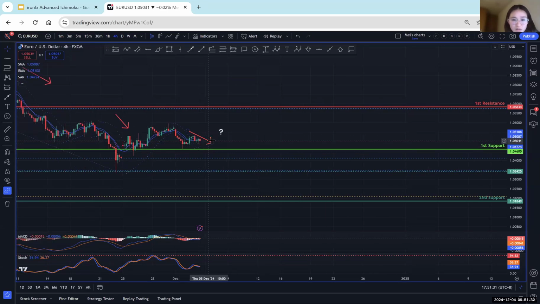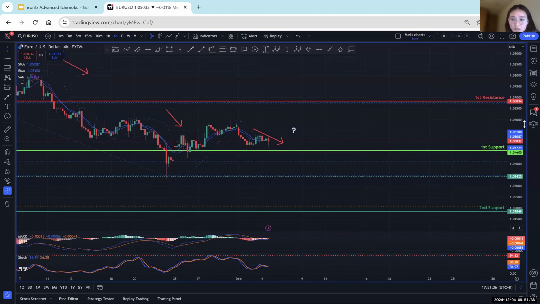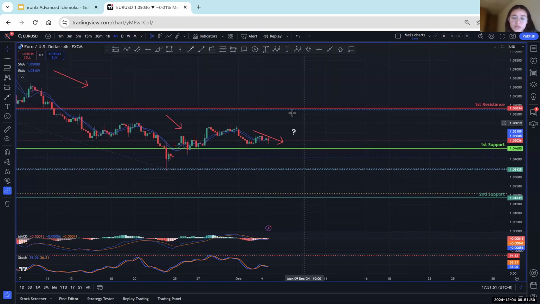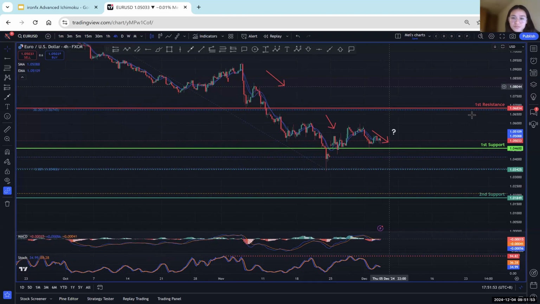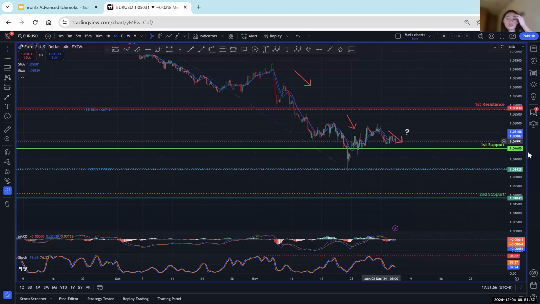Parabolic SAR, we recently saw prices cross over that. So that is a bullish signal, which is not really what we're looking for. With prices moving below our moving averages, that still supports our analysis. So again, just keep an eye out for this area in line with our first support.